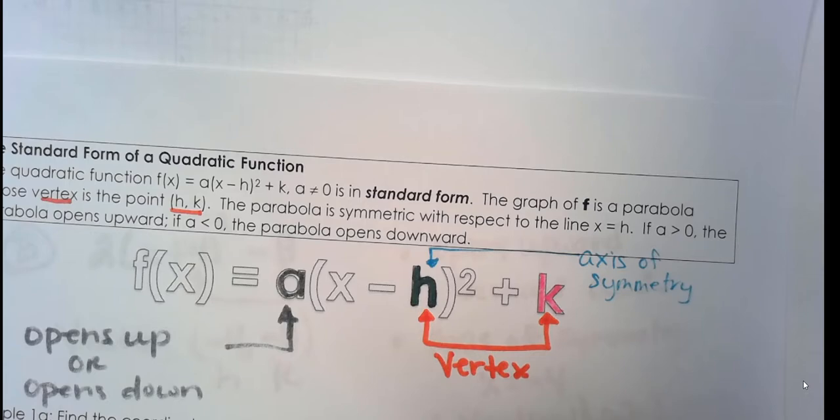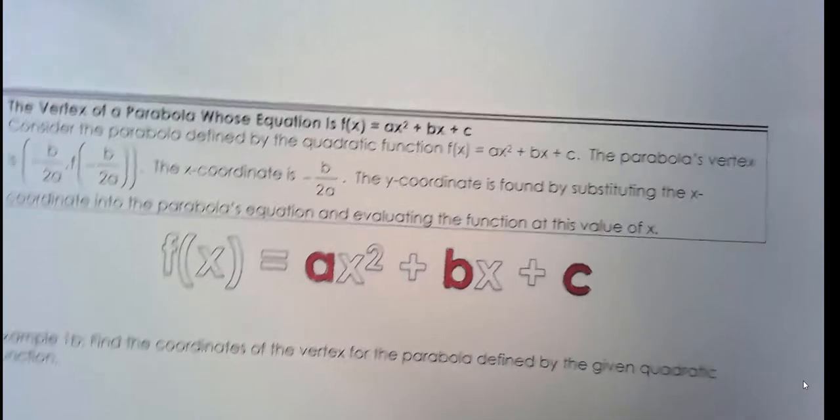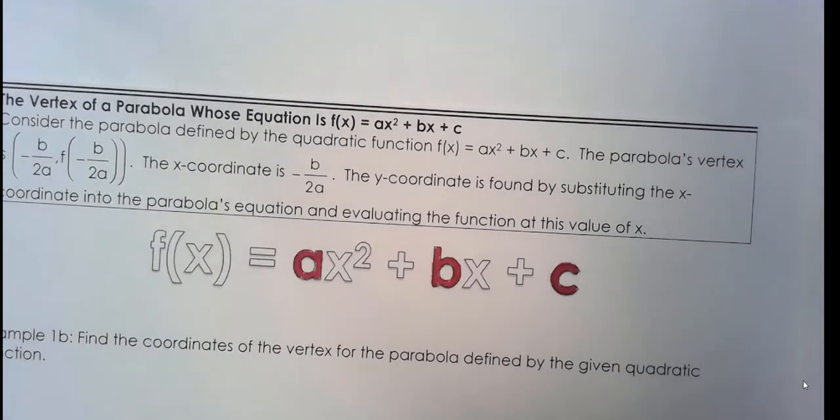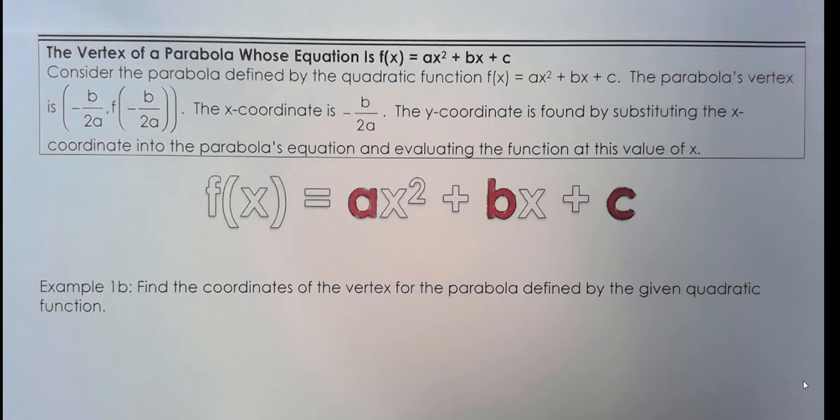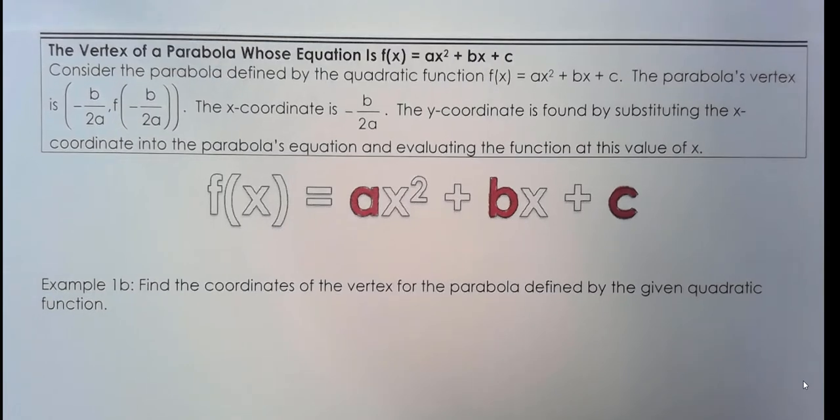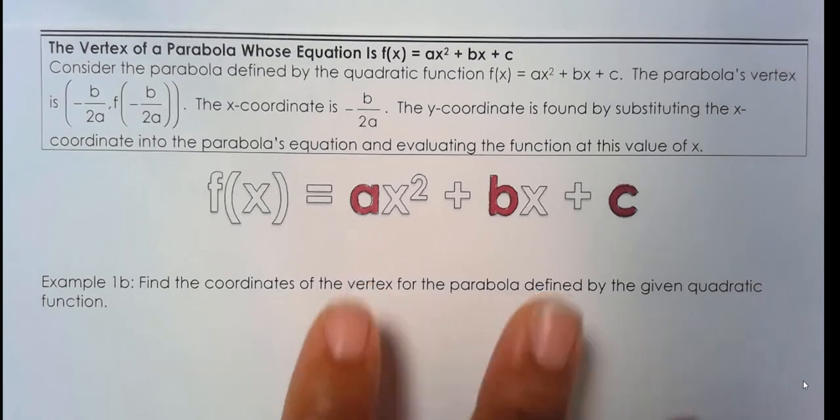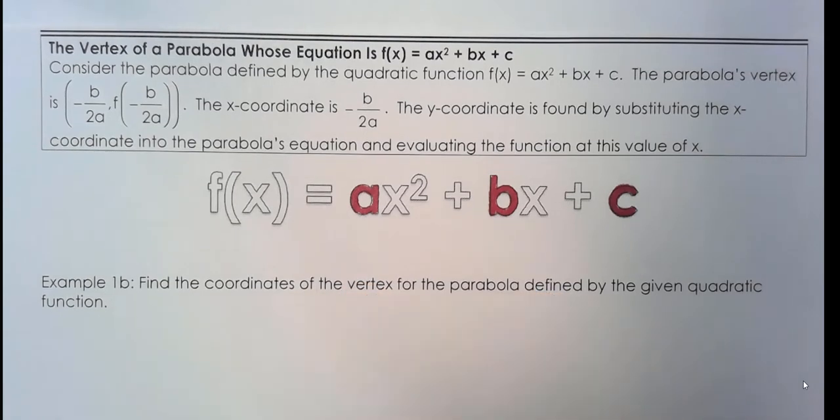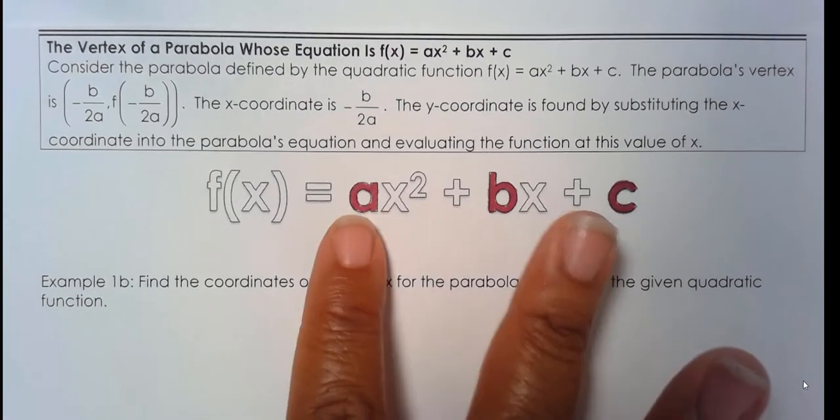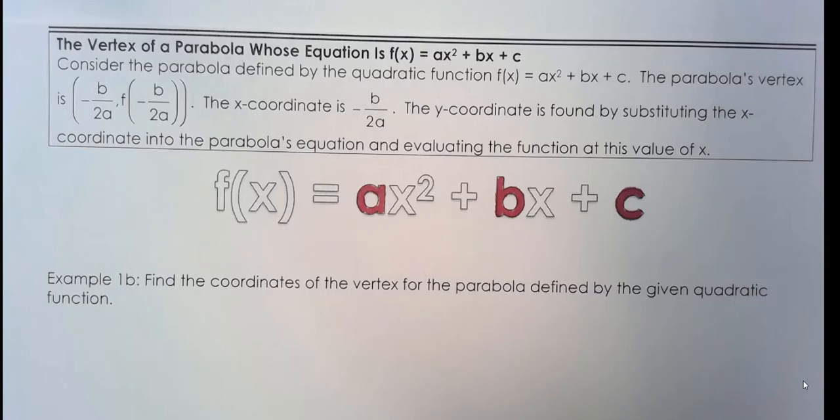Okay, let's look at the next type of quadratic function. We have here the vertex of a parabola whose equation is f of x is equal to ax squared plus bx plus c. So this is the function that we saw a lot of in intermediate algebra. This is the function we would work with whenever we wanted to factor to solve a quadratic equation. If we wanted to use the quadratic formula, we had to identify a, b, and c.